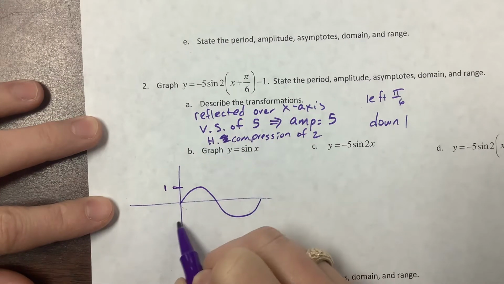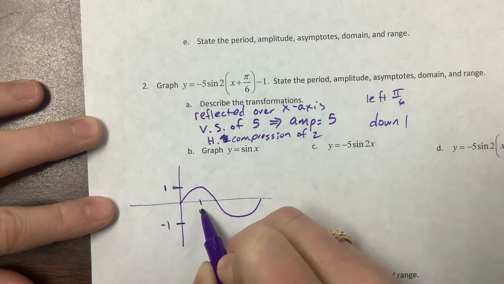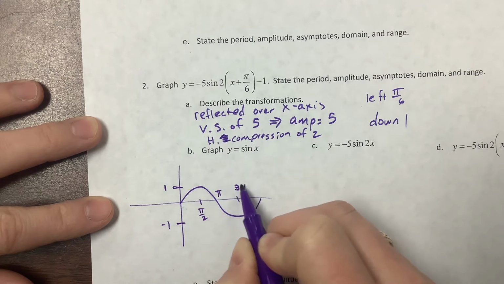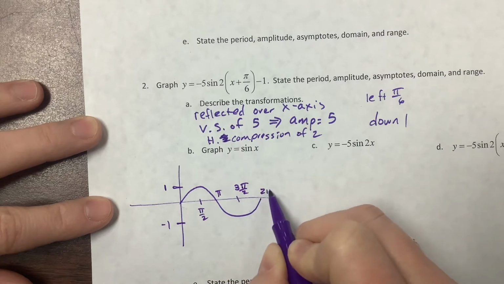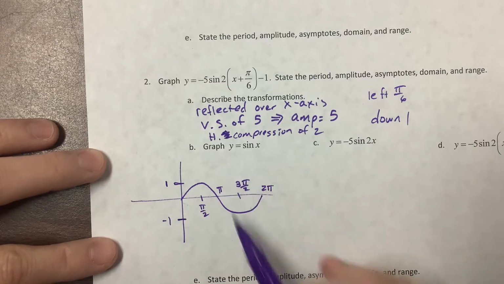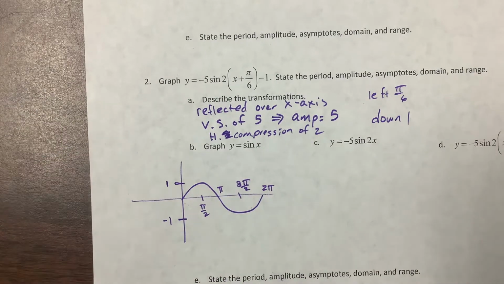This goes as high as 1. This goes as low as -1. Here is pi over 2. This is pi. Here is 3 pi over 2. If I'm going too fast for you, that means you haven't studied, little darling, so go study. I'm sorry, I'm not a nice person. Okay, so here's that graph. Here's one period of sine.